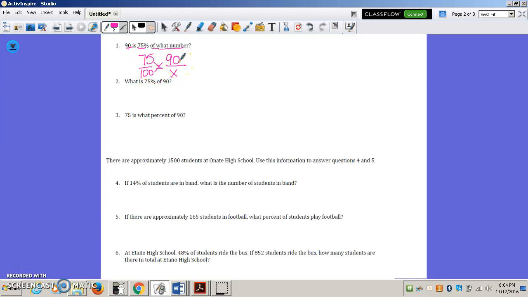So when I multiply 75 times x, I get 75x. When I multiply 100 times 90, I get 9,000. Well, now all I have left to do is divide both sides by 75 so I can isolate x. And that leaves me with x equals 9,000 divided by 75, which is a nice even 120. So reading back to this sentence, 90 is 75% of 120. That's absolutely true. If I had 120 points possible on a test, and I got 90 points out of those, then that means I got a 75% on that test.